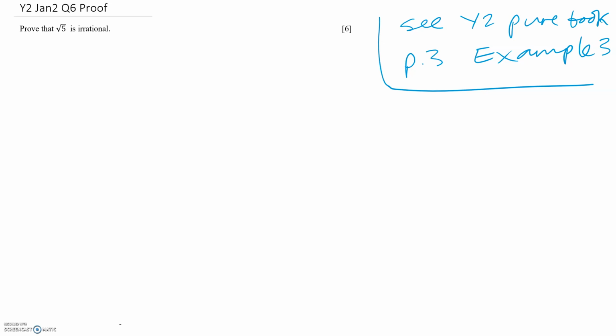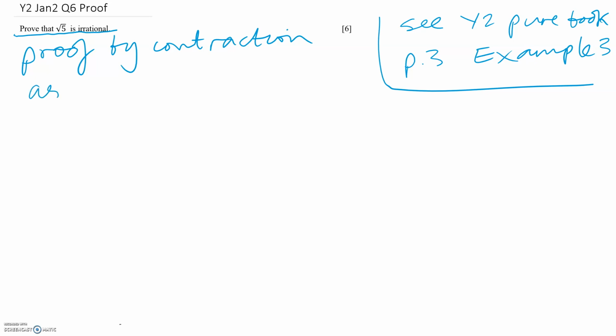It's a proof by contradiction. So I write proof by contradiction. We want to assume the opposite, and something will go wrong, and that means we get a contradiction, which means that the original statement must be true. So we need to assume that root 5 is rational. So assume root 5 is rational.